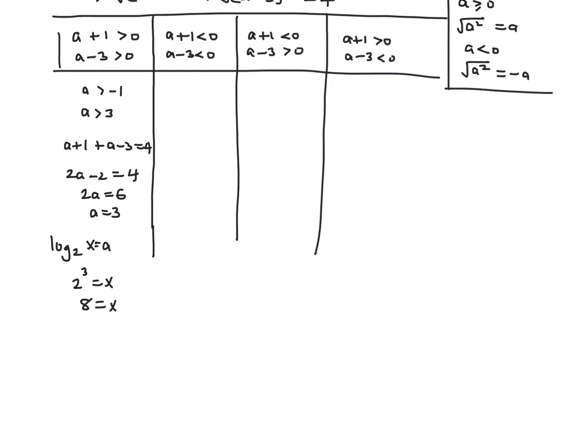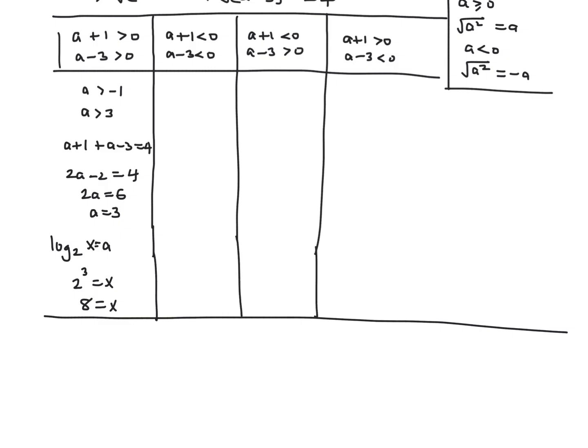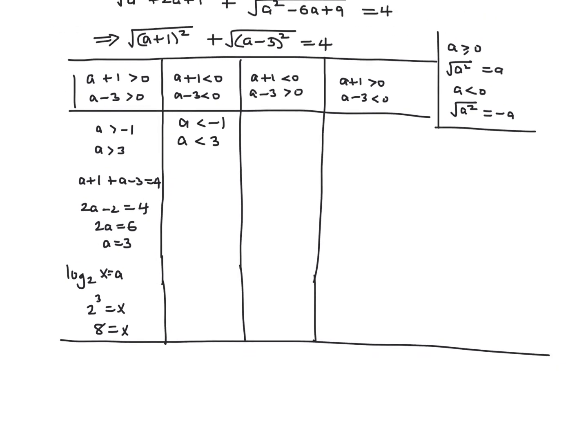Okay, we'll combine it at the end. So let me just go through each of these, and then we'll combine it all. Okay, so the next one, this means a is less than -1 or a is less than 3. And then since they're both negative, this expression right here, applying this principle, would be negative.